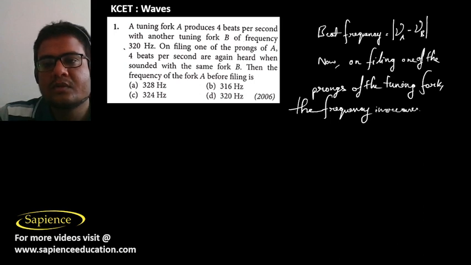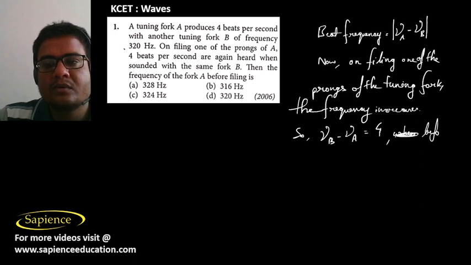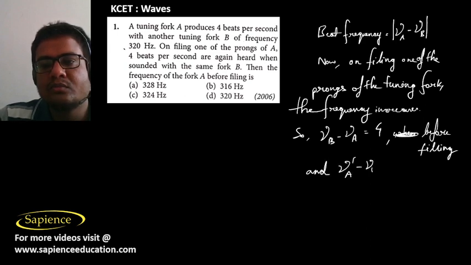So here we can say that nu B minus nu A is equal to 4 when the fork A is not filed, you can say before filing, and nu A dash minus nu B is also equal to 4 after filing.